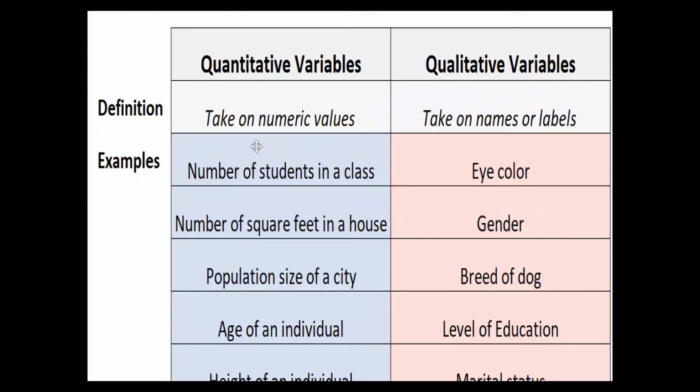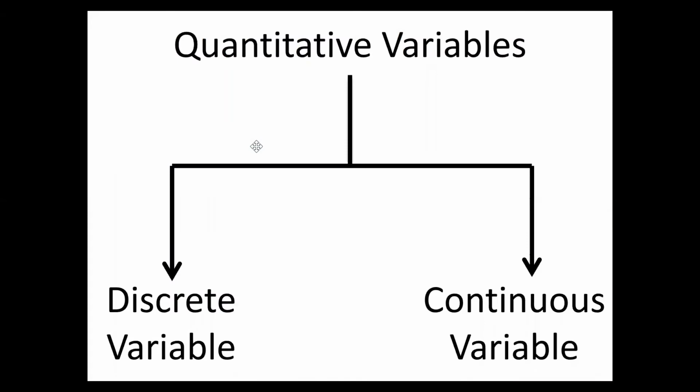So here, this is the differentiation of quantitative and qualitative variable. We can define quantitative variable as taking on numerical value, while qualitative variables take on names or labels. Examples of quantitative variables are number of students in a class, number of square feet in a house, population size of a city, age of an individual, height of an individual. While examples of qualitative variables are eye color, gender, breed of dog, level of education, marital status. So in this way, we can differentiate between quantitative and qualitative variables.